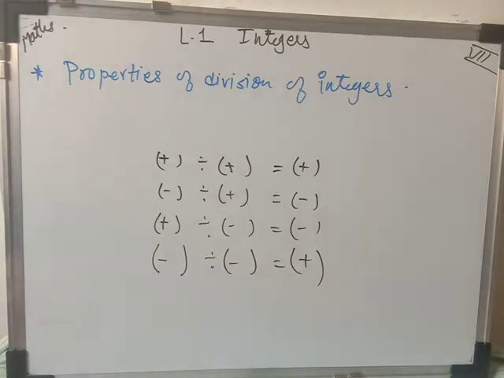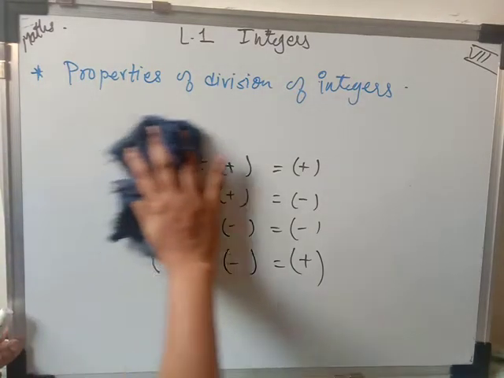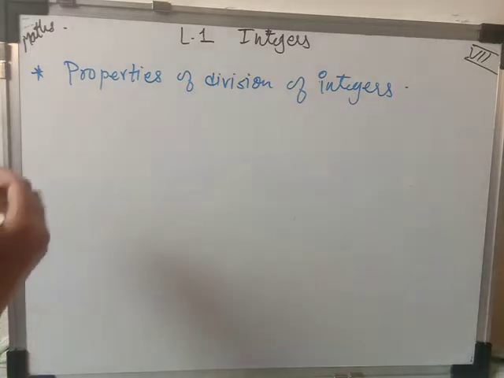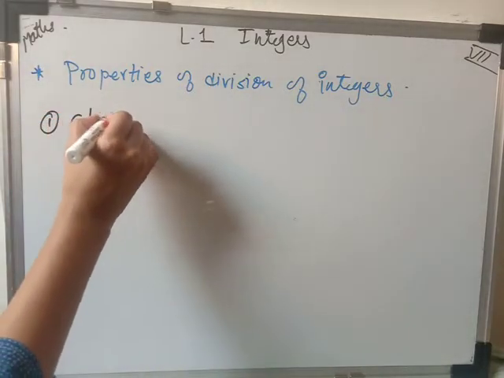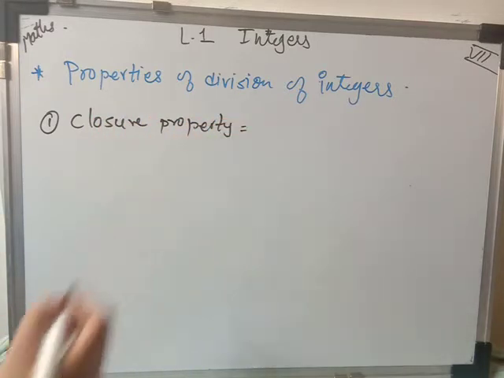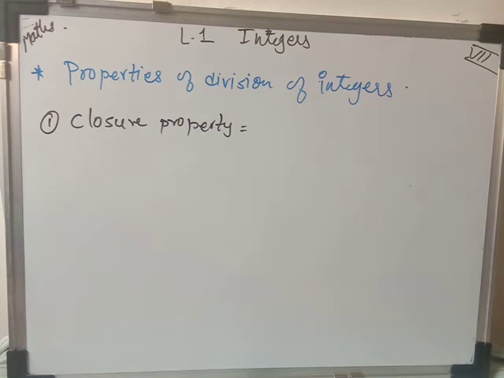Now today we are going to see the properties that are valid for division of integers. Students, in addition, subtraction and multiplication, we have seen four major properties. Let's see them one by one. The first property we have seen is the closure property. If I take whole numbers, when we are multiplying or adding two whole numbers, the result is always a whole number.